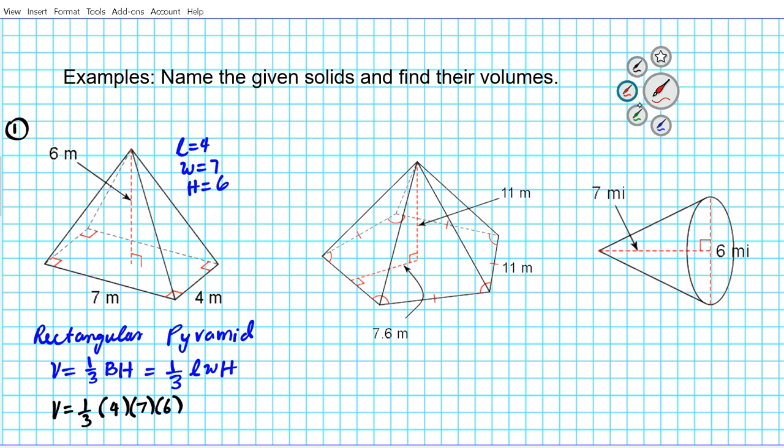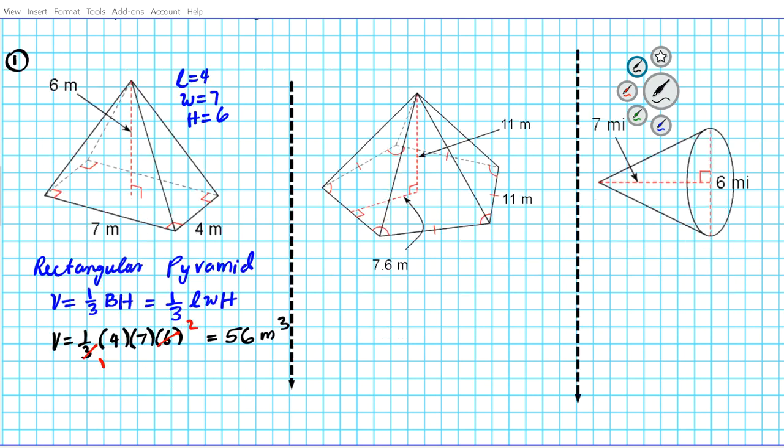And we can carry out a reduction. 3 goes here 1, 3 goes here 2, and then you multiply it out. 4 times 7 is 28 times 2, that's 56. Okay, so what we have is a volume. We multiply 3 lengths, so the unit is going to be meter cubed. Alrighty, let's take a look at the next example.